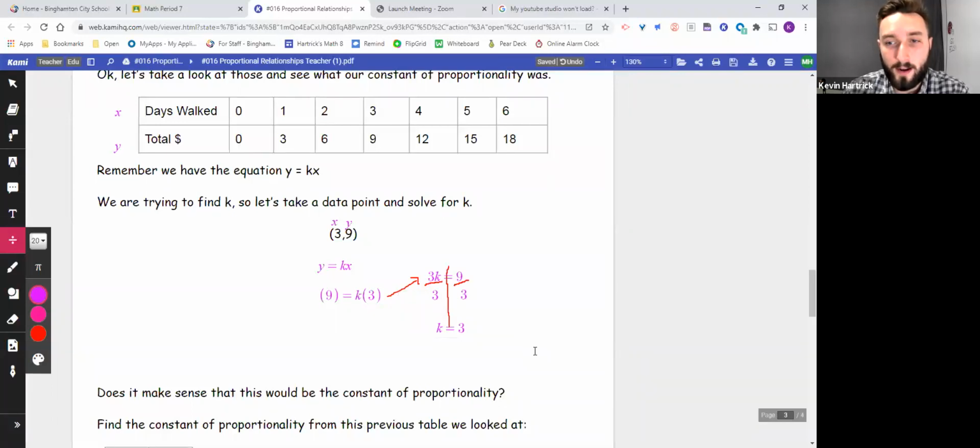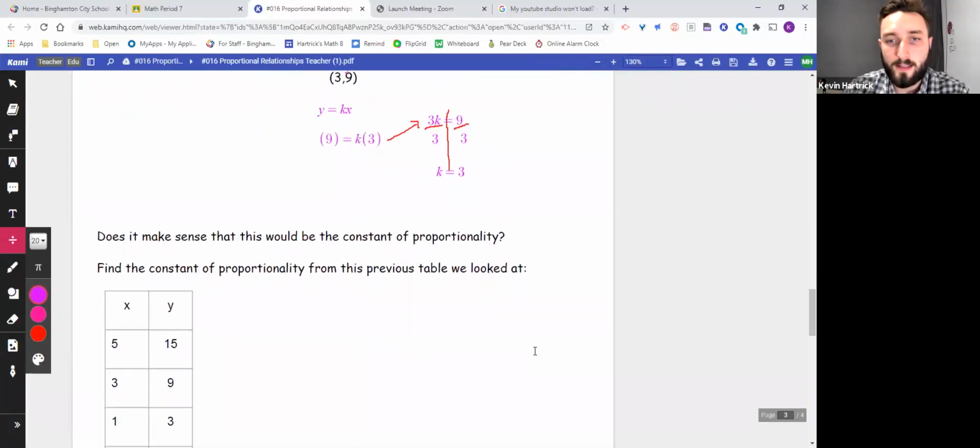That is our multiplier. Remember, k is that constant of proportionality, that multiplier that tells us what to do to the x's in order to get to the y's. We can check that just to make sure. If I took 4 and multiplied it by my multiplier, my k here, 4 times 3, that would give me 12. Well, that makes sense because my y is 12, right? So does it make sense that that would be the constant of proportionality? Yes, it makes total sense. This is the $3 per day. That's our ratio. That's our constant of proportionality.